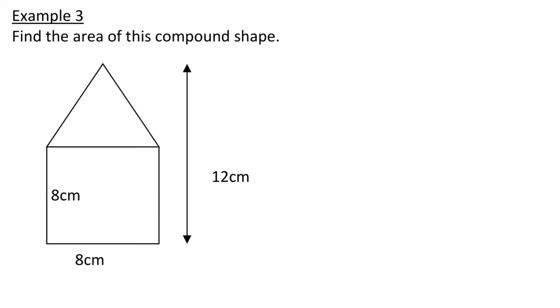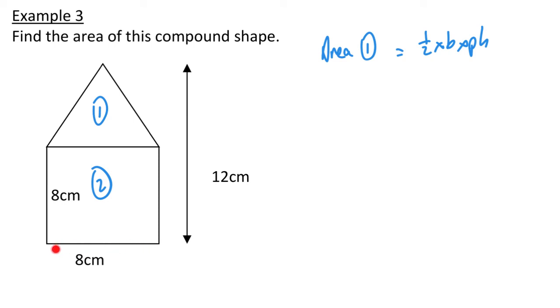Example 3, find the area of this compound shape. So we can clearly see it's made of a triangle and a rectangle. Now to work out area 1, and because it's a triangle, it's a half times the base times the perpendicular height. Now we know that the base of the rectangle is 8, and because it's a rectangle then the other width is going to be 8. So that means the base of the triangle is also 8. We need to work out the perpendicular height of it.